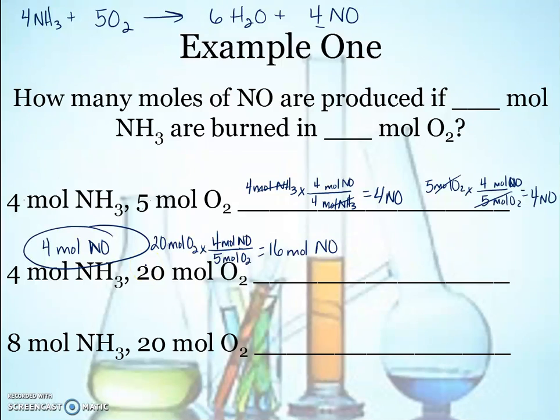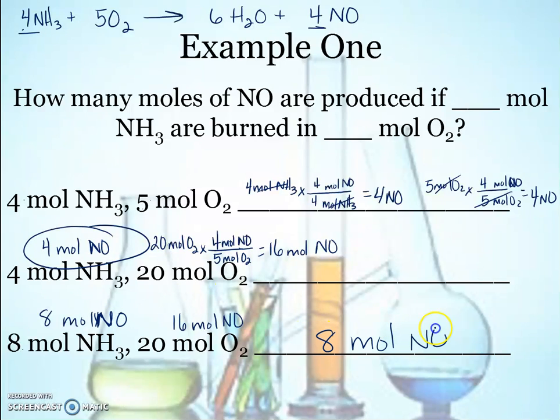What if we have 8 moles of NH3 and 20 moles of O2? With this one we can make 16 moles of NO. If we have 8 moles of NH3, we double this, so we double that, and we would make 8 moles of NO from this one. I can't write right now, sorry. So the total we can make is 8.